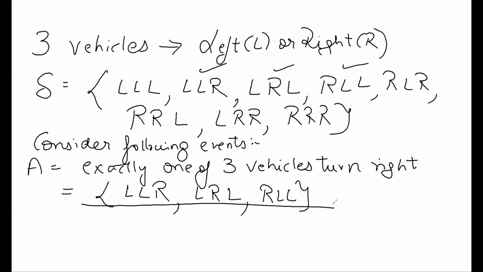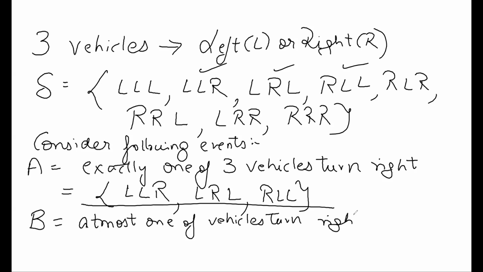Similarly, suppose B is the event that at most one of the vehicles turns right. What will the answer for this be? At most one of the vehicles turns right means there are two options: either none of them turns right, which means all of them turn left, or exactly one turns right, which we have already found: LLR, LRL, RLL.